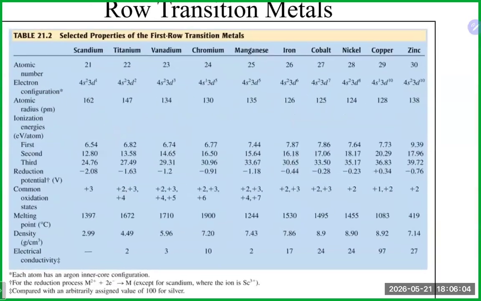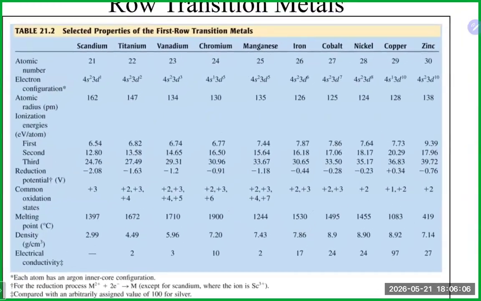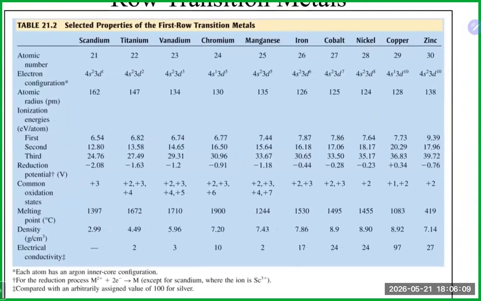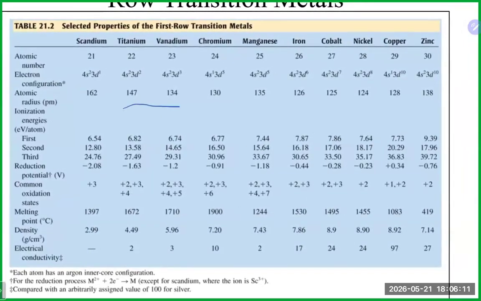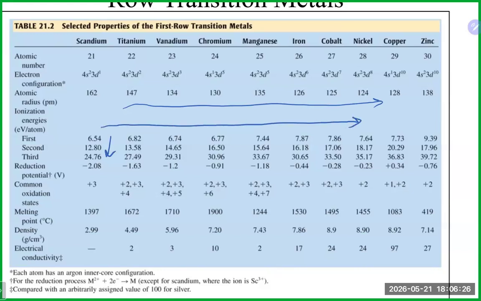Here's a table similar to the one in your book, showing some of the properties we've talked about. Again, electron configuration, atomic size, which as you can see starts to decrease as we go across the row of transition metals. Ionization energy gets larger as you go from first to second to third, and overall gets larger as you go to the right on the periodic table. Common oxidation states, as I mentioned, are very commonly 2s and 3s. We also see density gets a little bit larger as you go to the right, and then starts to decrease as well.